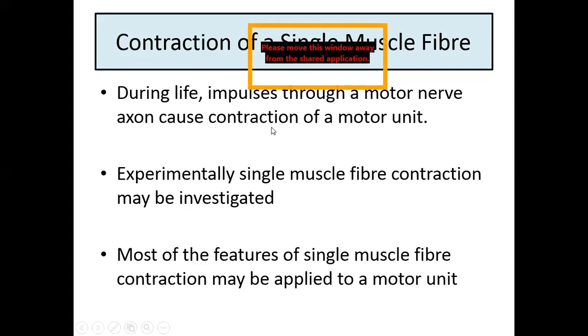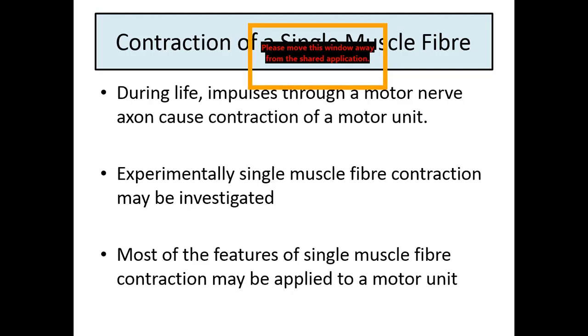In our body, the skeletal muscle contracts because of impulses through a motor nerve axon, which causes contraction of a motor unit. So what is a motor unit? Can anyone tell me? It's a collection of a motor neuron with its axon. Okay, motor neuron with its axon. Then? To the presynaptic junction. To the postsynaptic junction. Axonal branches. Okay, and? The muscle it innervates. Yes, the muscle fibers it innervates. That forms the motor unit.